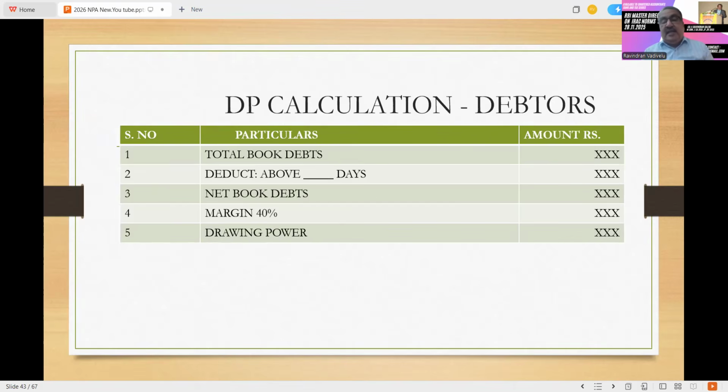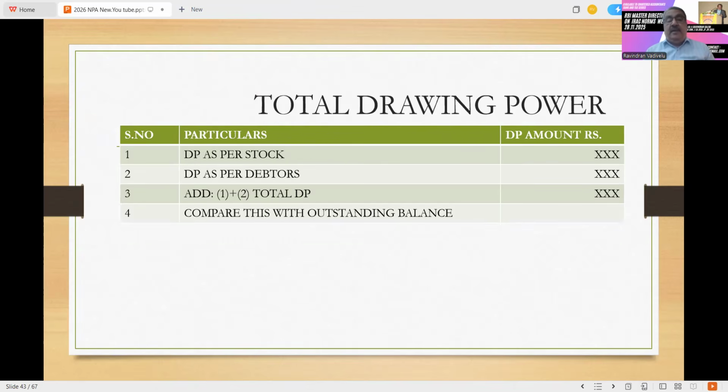Total book debts. Let's remove those debts above 90 days or 125 days as mentioned in the stock statement, as mentioned in the sanction letter. Then that is called net book debts. From the net book debts, deduct margin of 40% and arrive at the drawing power.